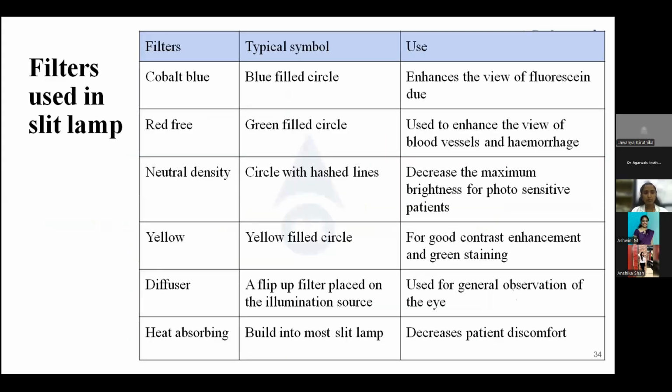Filters used in the slit lamp. Cobalt blue, blue filled circle, enhances the view of fluorescent dye. Red free, green filled circle, is used to enhance the view of blood vessels and hemorrhage. Neutral density, circle with a hashed line, decreases the maximum brightness for photosensitive patients. Yellow, filled circle, gives good contrast enhancement for green staining. Diffuser, a filter placed on the illumination source, is used for general observation of the eye. Head rest built into the slit lamp decreases patient discomfort.